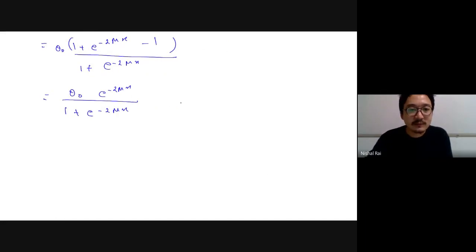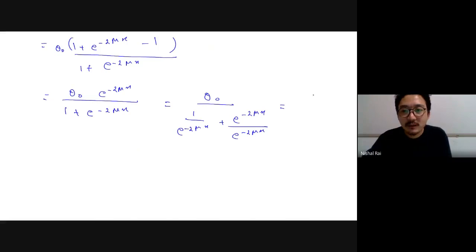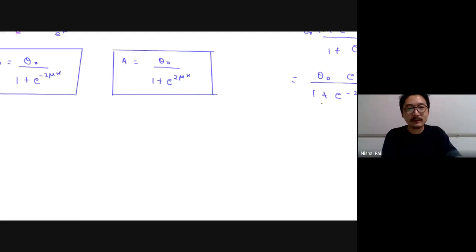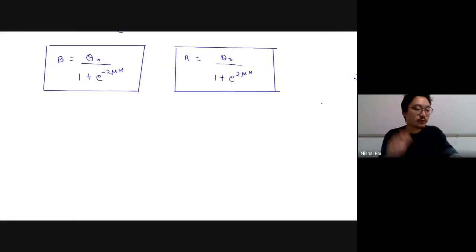Again, we can divide both sides by that number. We can take it to the bottom and it will be e to the power negative twice of mu x plus e to the power negative twice of mu x, divided by e to the power negative twice of mu x, which will give you theta naught. This will go up and it will be positive, and this two will cancel out. So finally you will end up with exactly this equation. So these are your two constants.